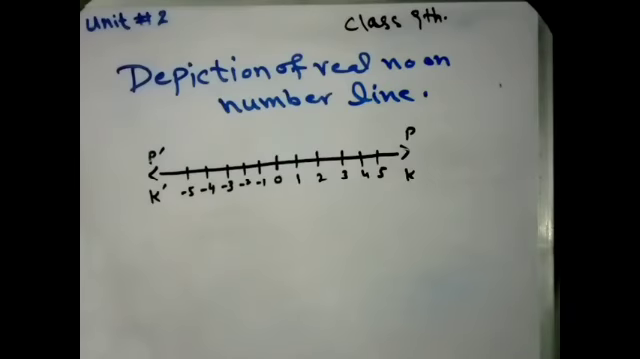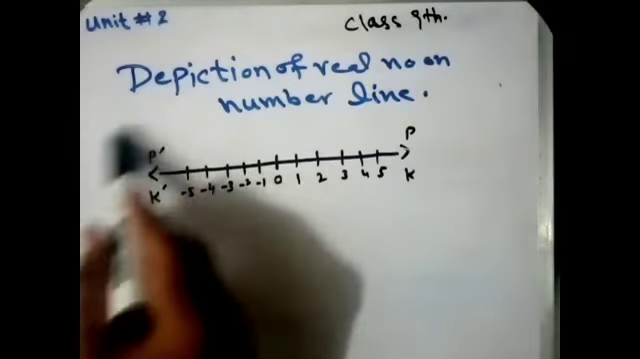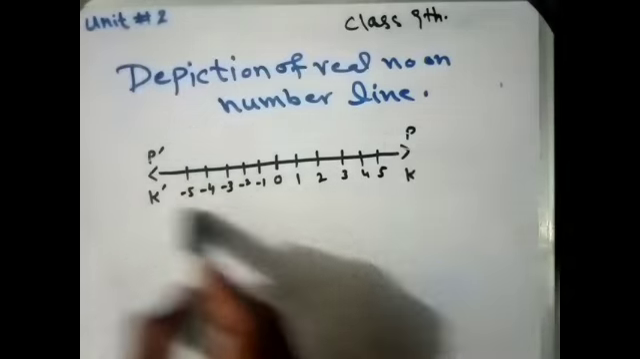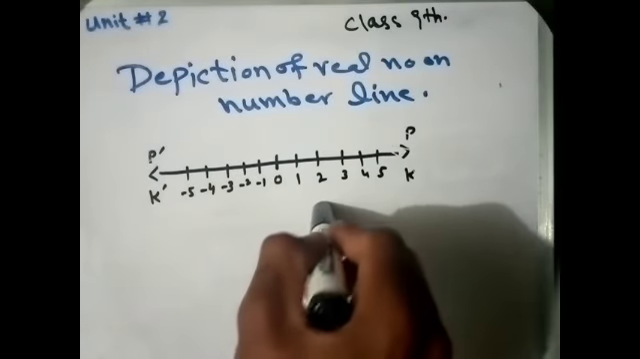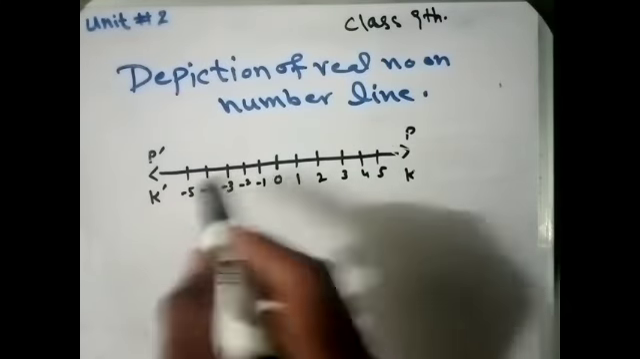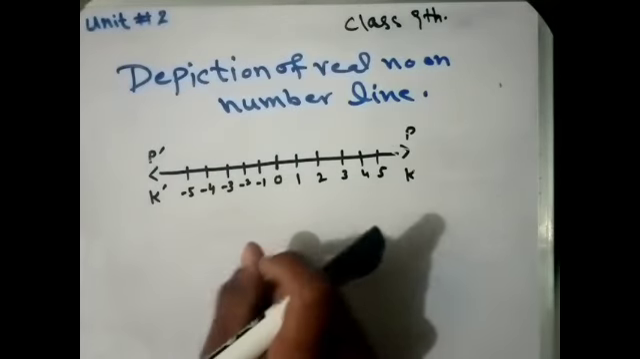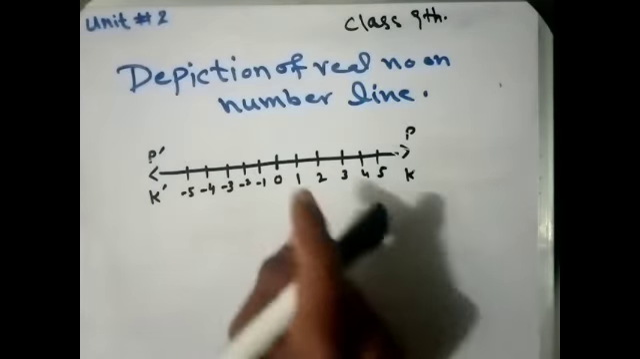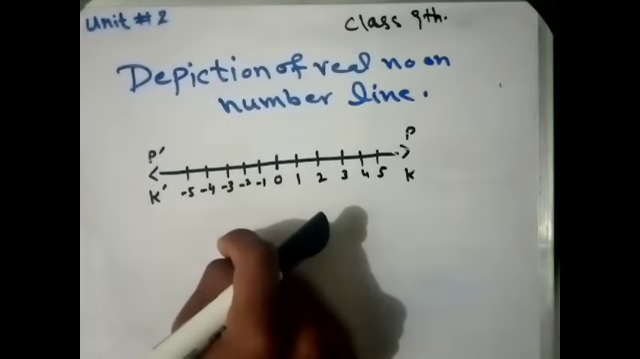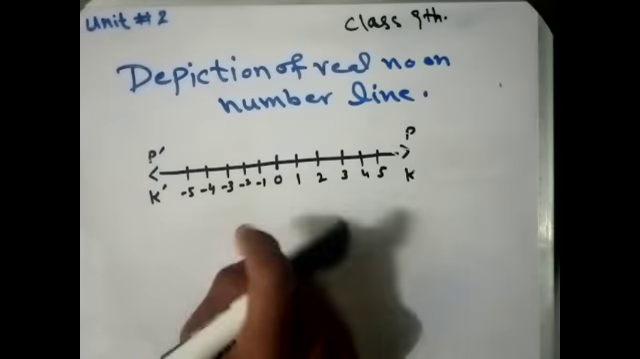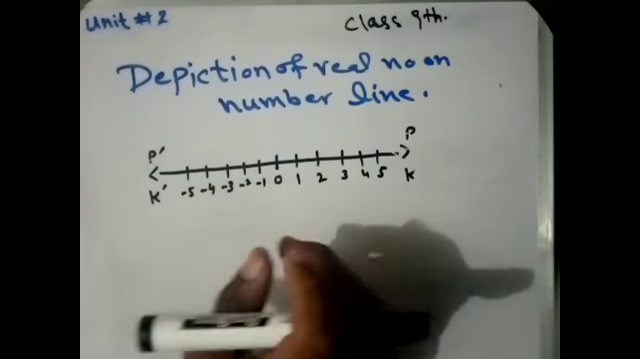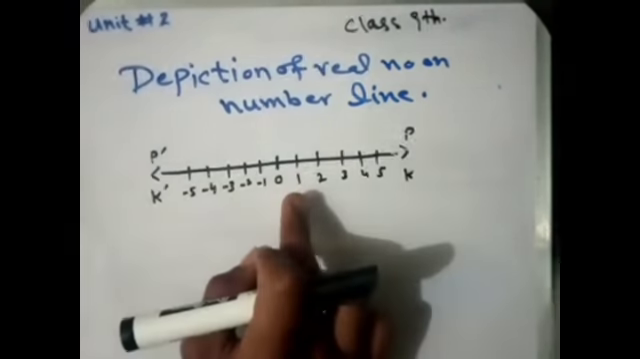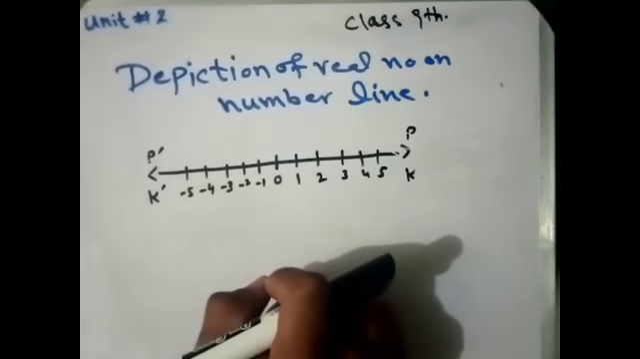Depiction of real numbers on the number line. So we discuss this relation. The real numbers are represented by points on a number line such that each real number k corresponds to one and only one point on the number line.